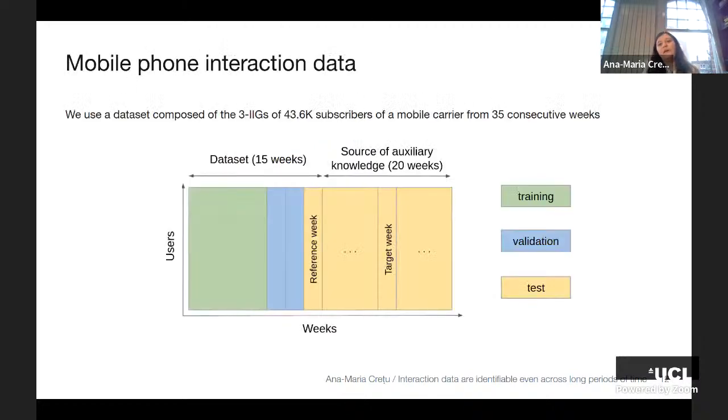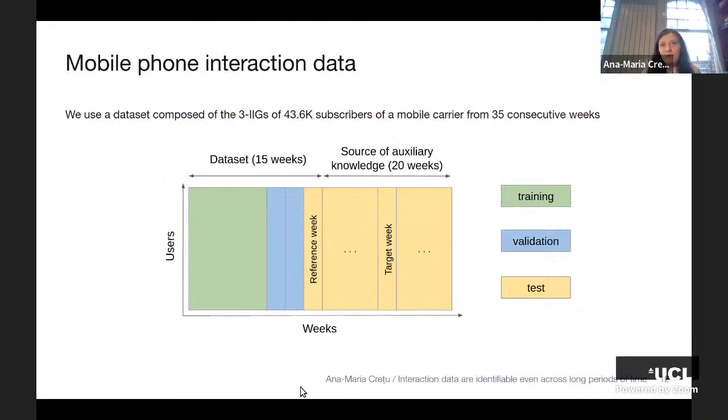And finally, we report results on 2 data sets. The core of the paper is done on a mobile phone interaction data set composed of 3-hop interaction graphs. So we looked at 1 hop, 2 hops, 3 hops from more than 40,000 subscribers of a mobile phone carrier. And this was collected across 35 weeks. So it's useful to think of this data set along 2 axes. One is the axis of users, and the other one is the axis of time, the temporal axis.